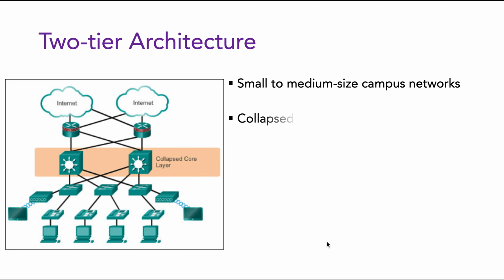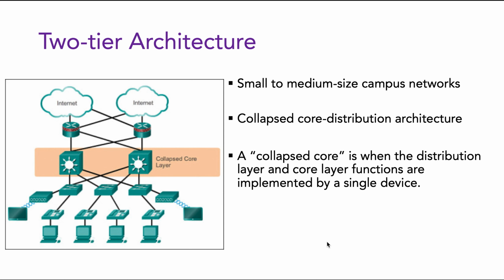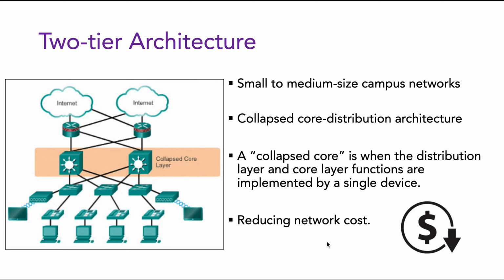In such networks, the core and distribution functions can be combined into one layer, and it is known as collapsed core distribution architecture. A collapsed core is when the distribution and core layer functions are implemented by a single device. The primary motivation for the collapsed core design is that it reduces network cost while maintaining most of the benefits of the three-tier hierarchical architecture.